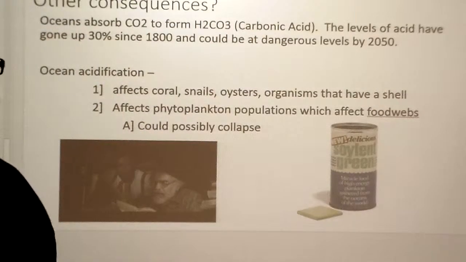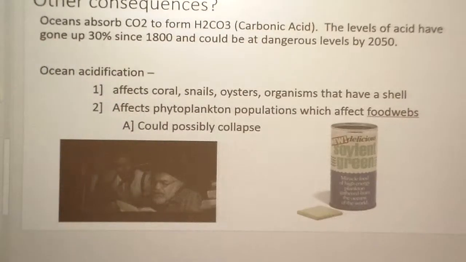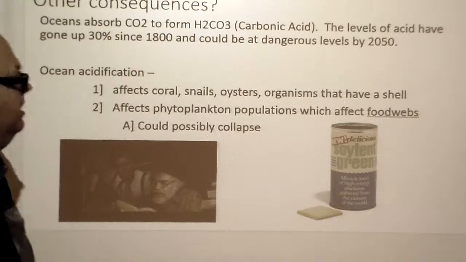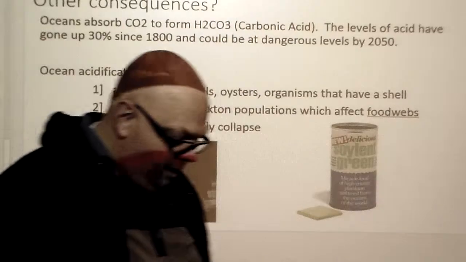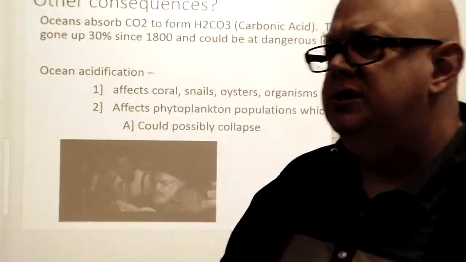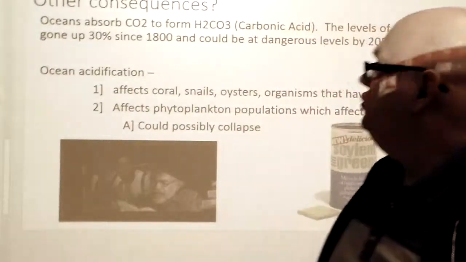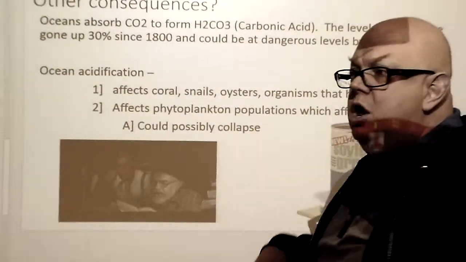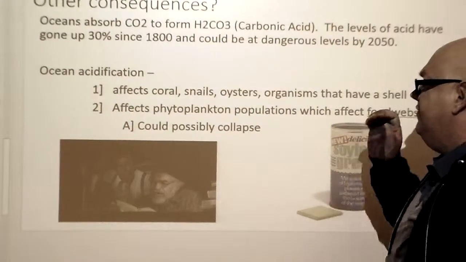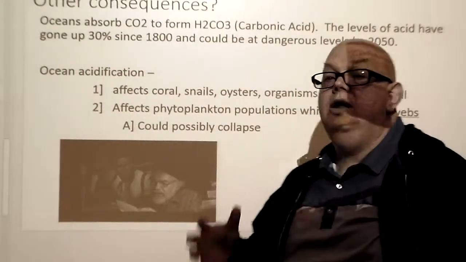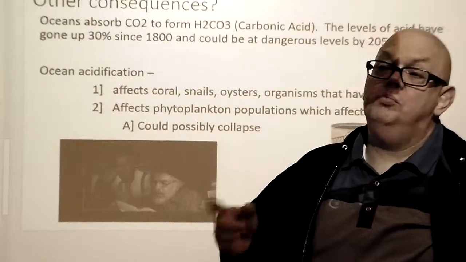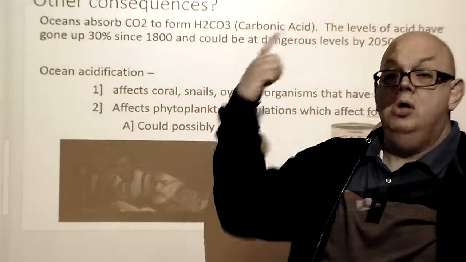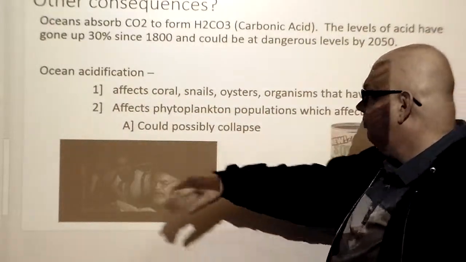Now, the other thing we talked about was oceans absorbing CO2 to form more carbonic acid, H2CO3. The levels of acid have gone up 30% since 1800 and could be at dangerous levels by 2050. That's what they claim. Now, it's true that the ocean's water does absorb CO2. We just don't know how long it's going to hold on to it. We don't know how much, except if the temperature of the oceans gets higher, if the oceans get warmer, they actually absorb less CO2. So more of it could be released to the atmosphere.